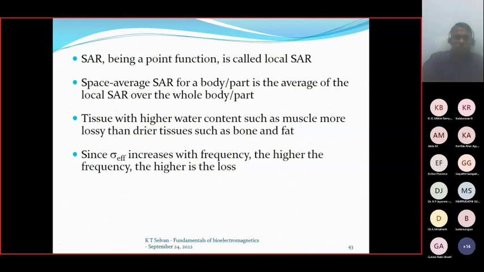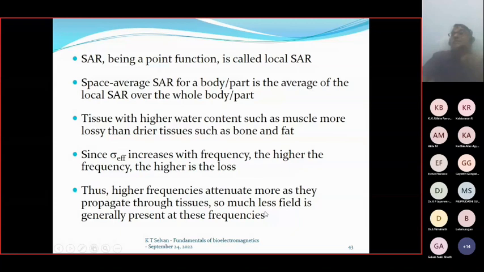This is very important. Another important thing is, please remember that in the effective conductivity sigma we wrote down, the omega factor was there, right? Omega is the angular frequency. Therefore, the conductivity increases with frequency, which automatically implies that the higher the frequency, the higher the loss. Also, higher frequencies attenuate more, because the conductivity is higher, therefore attenuation is higher. So what does it mean? At higher frequencies, much less field is present.